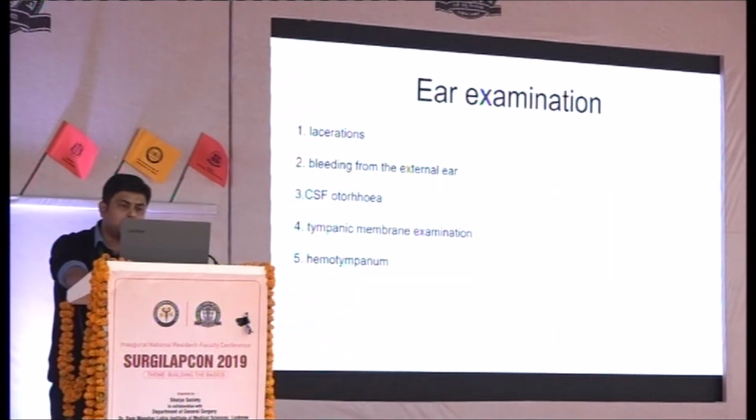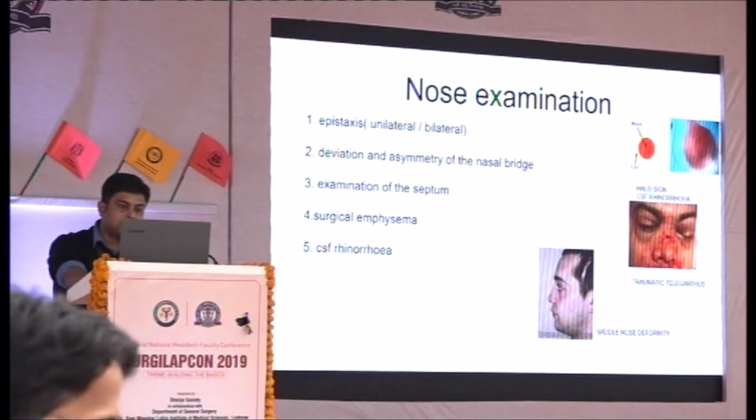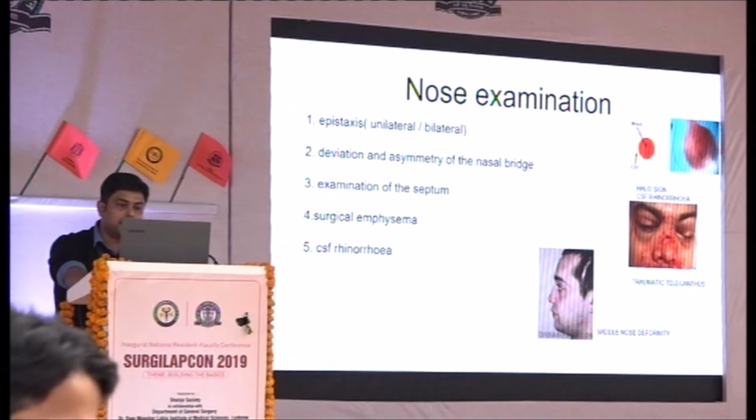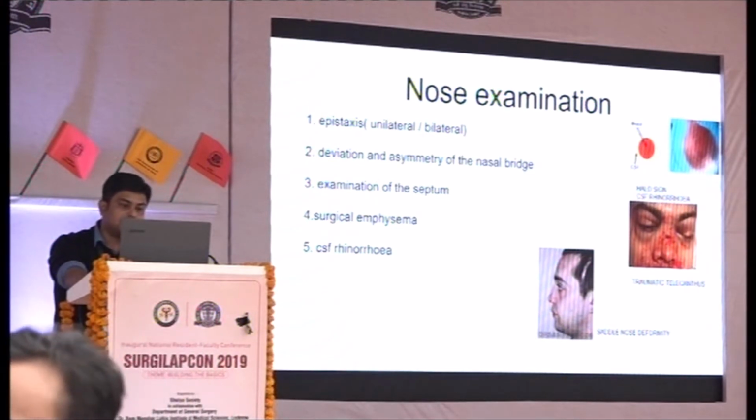After that, we move on to the ear examination. We look for lacerations, any bleeding from the external ear, CSF otorrhea, and tympanic membrane examination. After completing the ear examination, we move on to the nose examination. We look for any epistaxis, deviation and asymmetry of the nasal bridge, examination of the nasal septum, any surgical emphysema in the adjoining tissue, and CSF rhinorrhea.